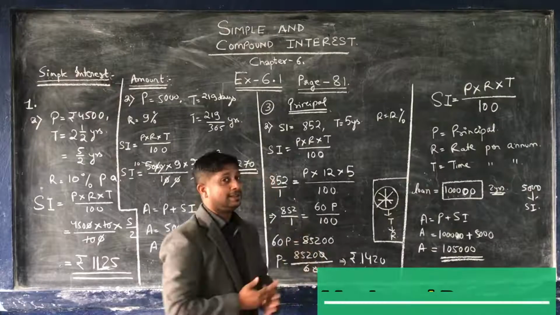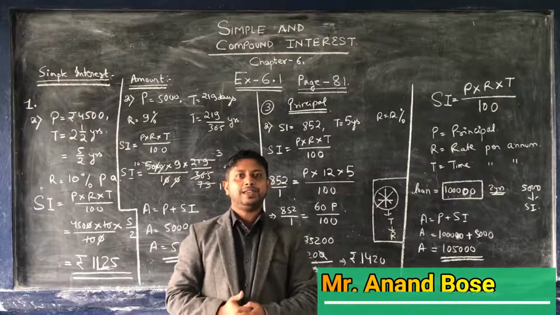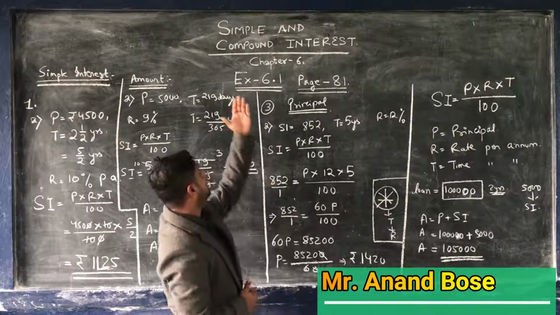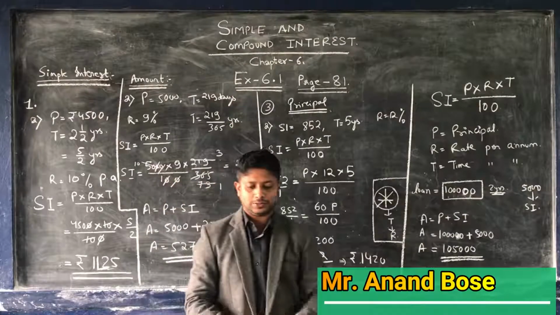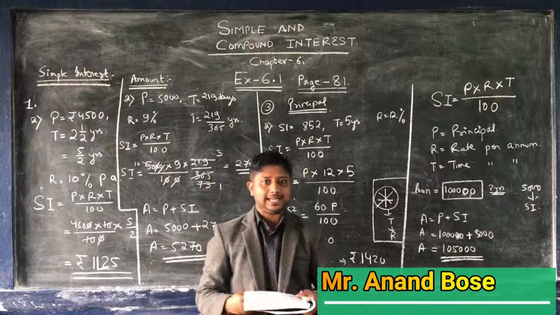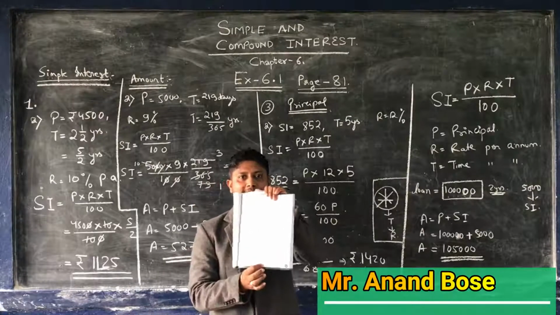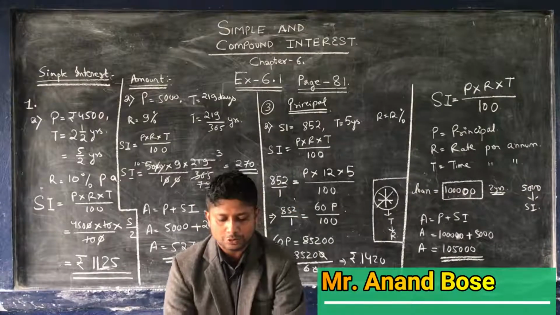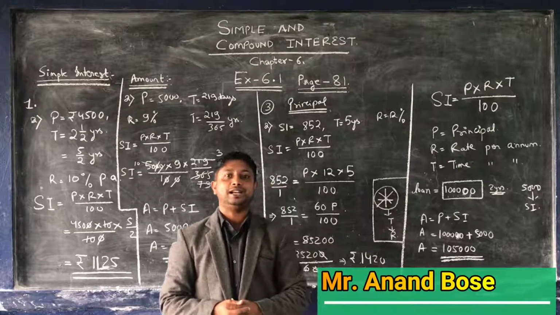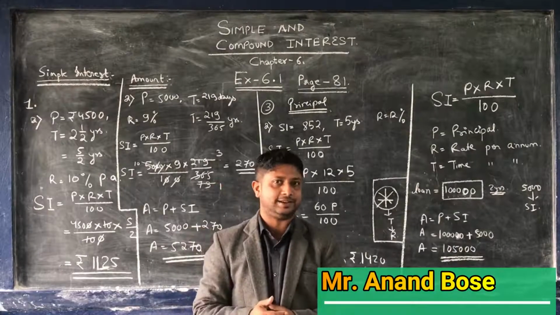Now, as you can see, we have taken a very important chapter today, simple interest and compound interest. This is your chapter number 6, page number 81 of your textbook. Okay. Now, you must be thinking, sir, this chapter we have already done last year. Why has sir taken it again?